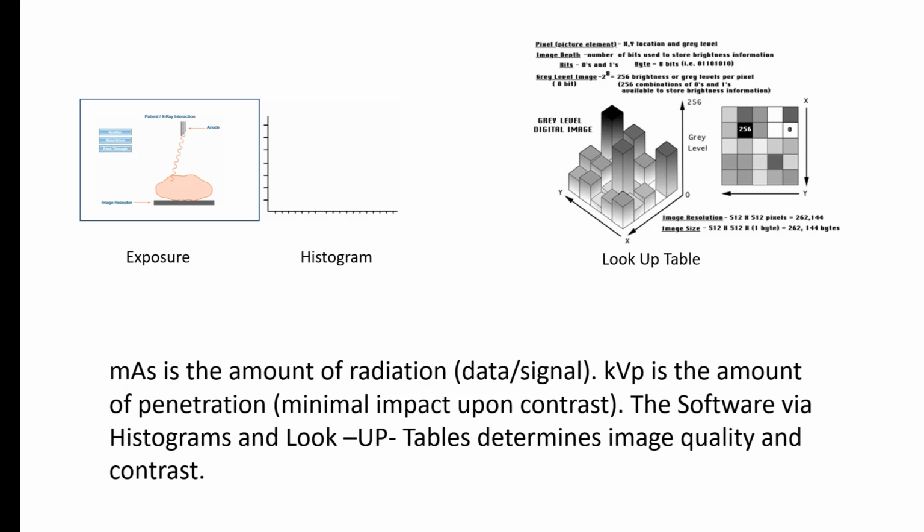So very simply, mass is the amount of radiation or data signal. KVP is the amount of penetration. What we have to understand is that we need to apply the mass and kVp for digital images so that it can be picked up on the image receptor as a histogram that can be transferred into a lookup table to assign the shades of gray and the position for those shades of gray on the display monitor. The table determines image quality and contrast, not the exposure.